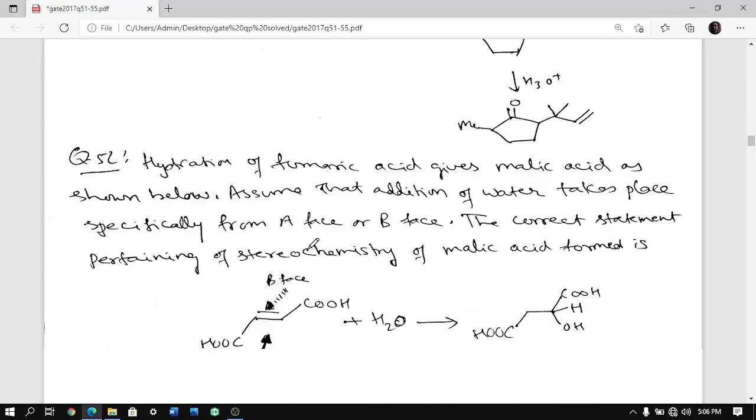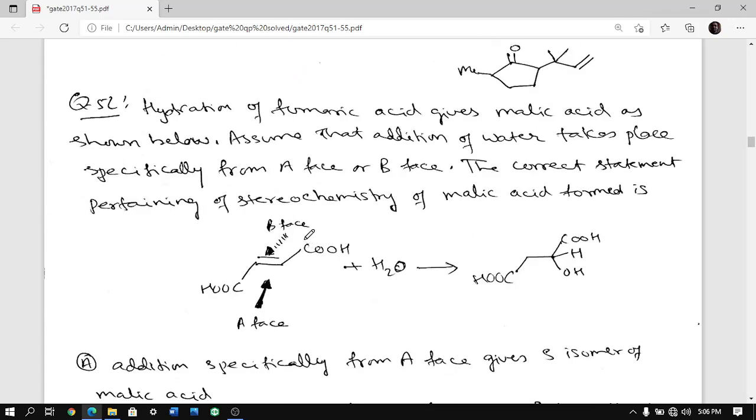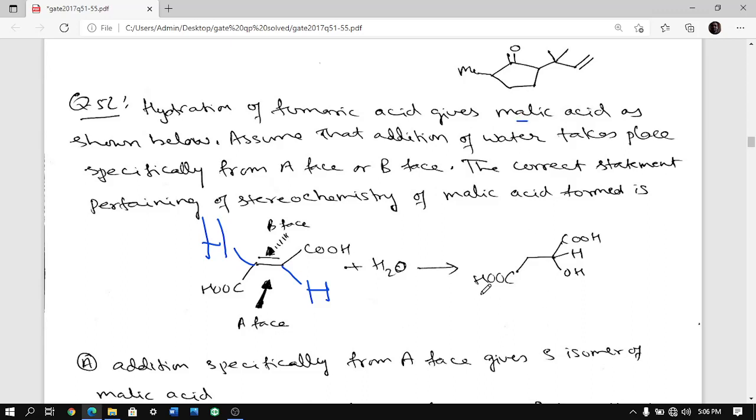Okay. Moving on. Hydration of fumaric acid. So this is fumaric acid. Fumaric acid is an alkene, a trans alkene basically, and you have COOH and COOH trans to each other. Right. Fumaric acid gives malic acid. So this is malic acid, COOH, CHOH, CH2, COOH. It gives malic acid as shown below. Assume that addition of water takes place specifically from A face or B face. The correct statement pertaining to the stereochemistry.